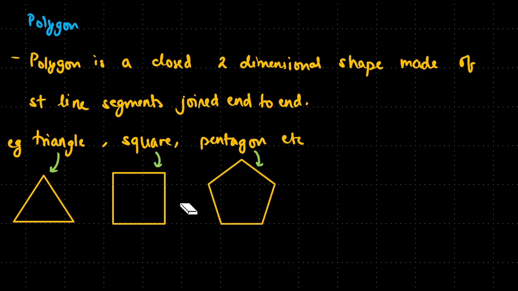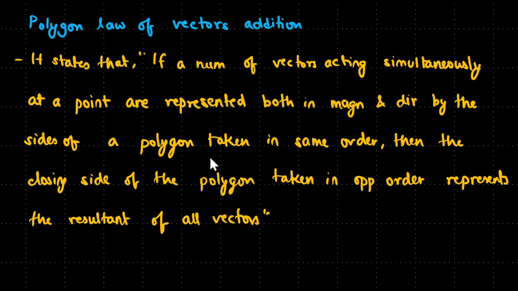So now let's go back. So we have this. Now let's make it into a polygon. Before we make it into the polygon, let's go back and read the statement once more. If a number of vectors, so we are taking 4 vectors in this case, acting simultaneously at a point are represented both in magnitude and direction by the sides of a polygon taken in the same order, so we will make the polygon, then the closing side of the polygon taken in opposite order represents the resultant of all vectors. So we have to leave one side open, and there is always going to be one side open, or if there is no side open, it means that it is a 0 vector. So we will talk about that. So before that, let's go here.